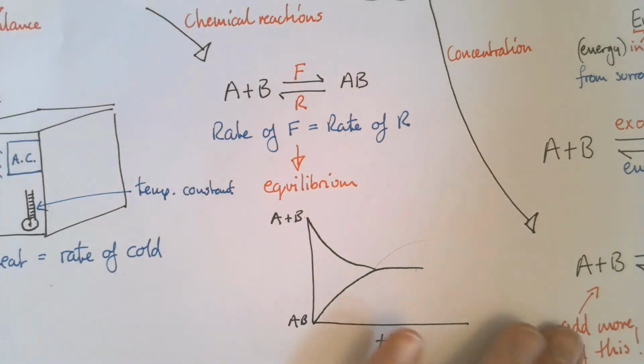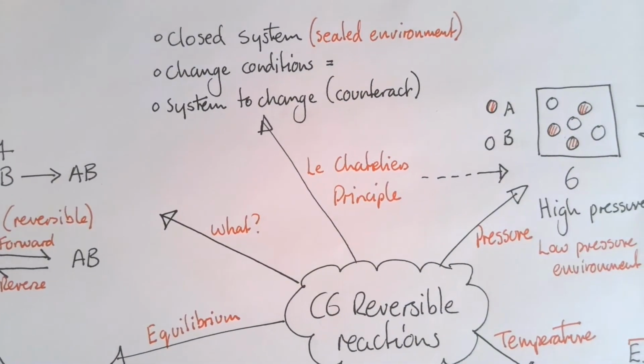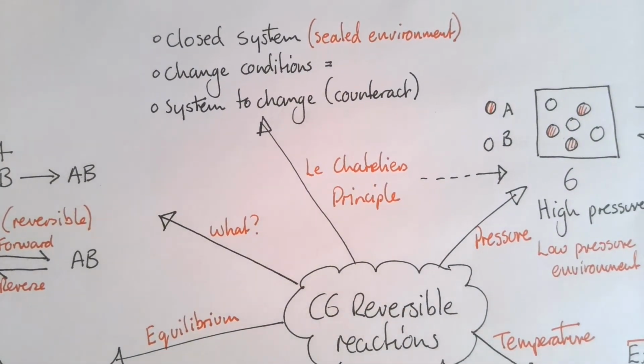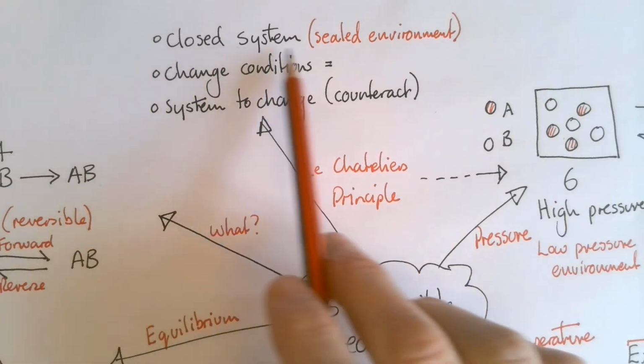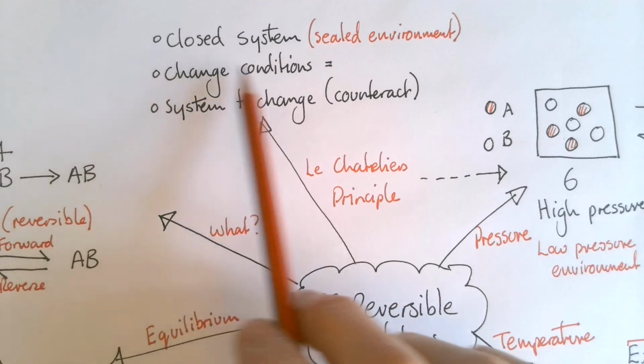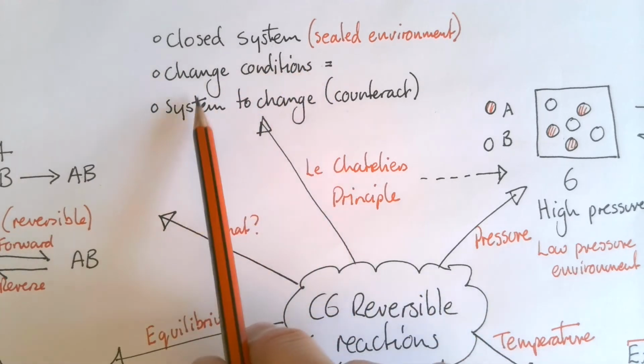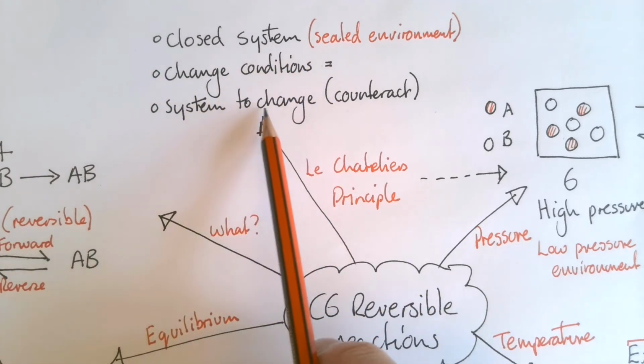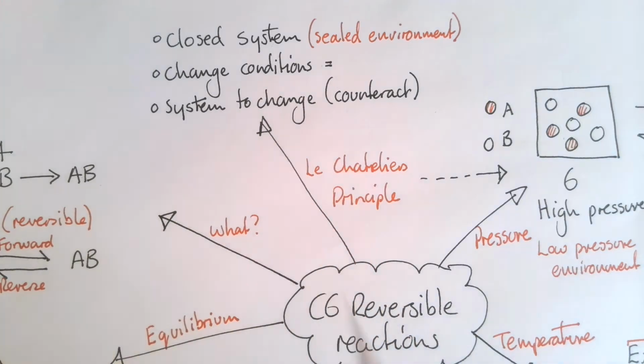Before we do that, we've got one quick thing to have a look at, and this is something called Le Chatelier's principle. It's really simple. It just means that if a reaction happens in a sealed environment, in a closed system, if you change the conditions, then the system will change to counteract what you've just done.